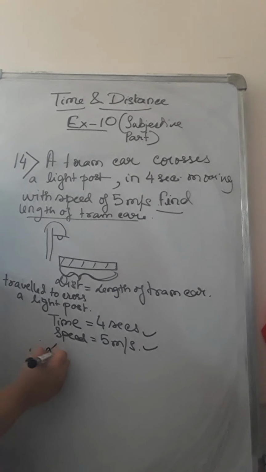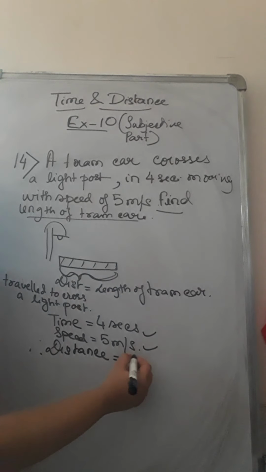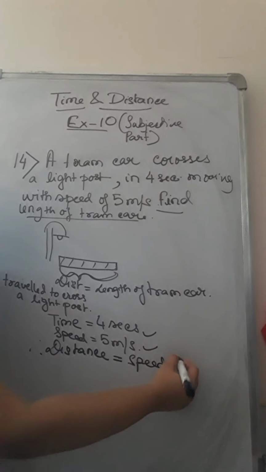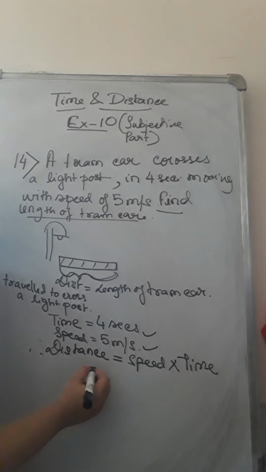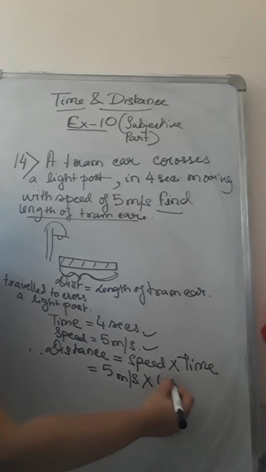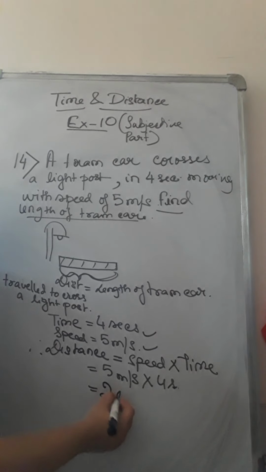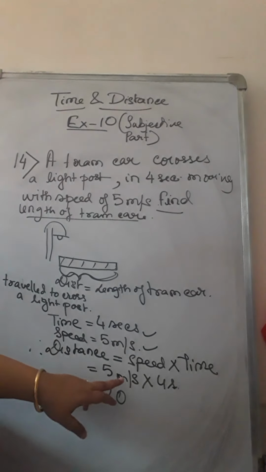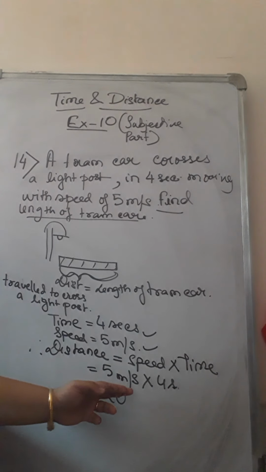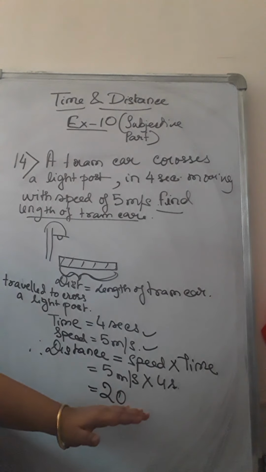So therefore, distance will be how much? Distance is equal to, if speed equals distance by time, distance will be equal to speed into time, which is equal to 5 meters per second into 4 seconds. Now multiply the numbers, 5 4s are 20, and the unit of speed and time is given. See, it is given in meters per second, and time is also given in seconds. During this time you don't need to change.